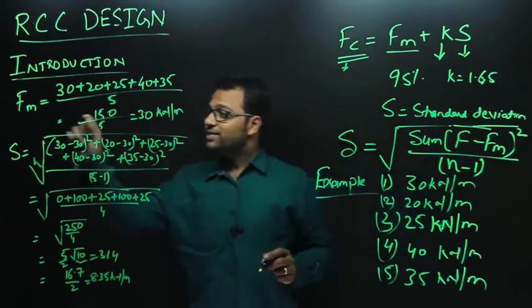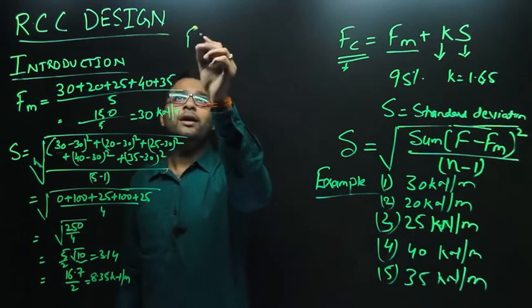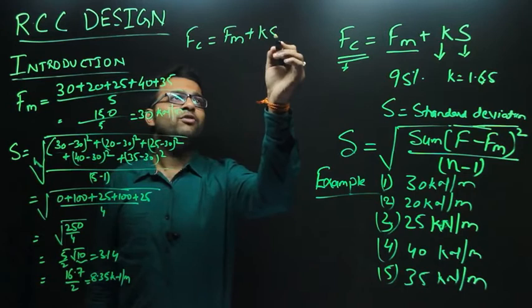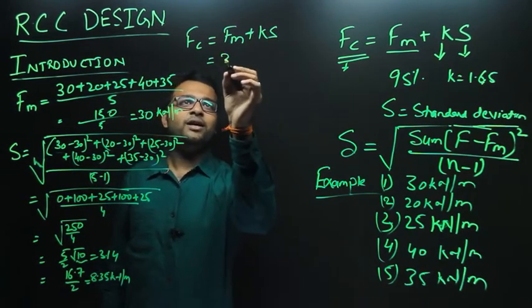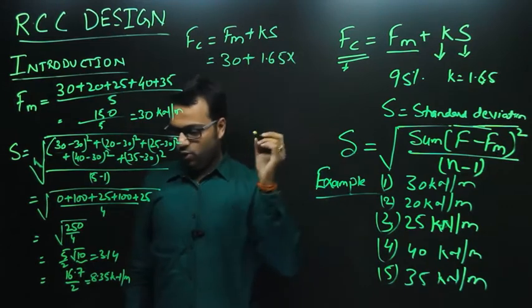Remember, this is my standard deviation. This is not the characteristic load. Now what is the characteristic load? It's Fm plus K times S. Fm is 30, plus 1.65 into 8.35.